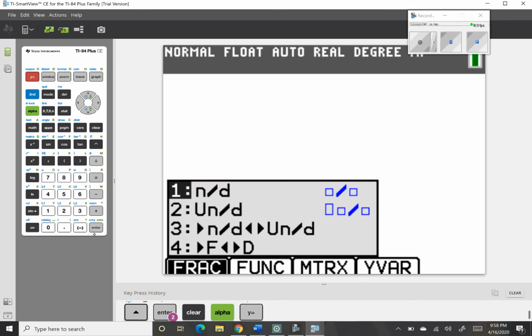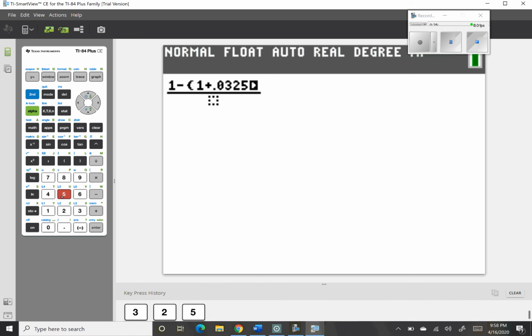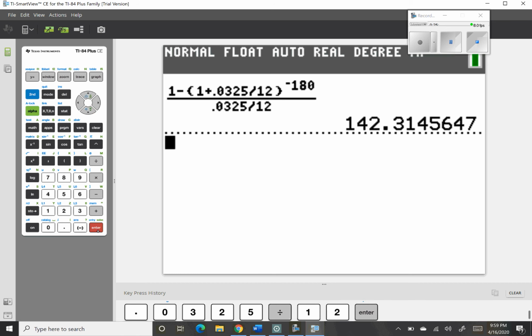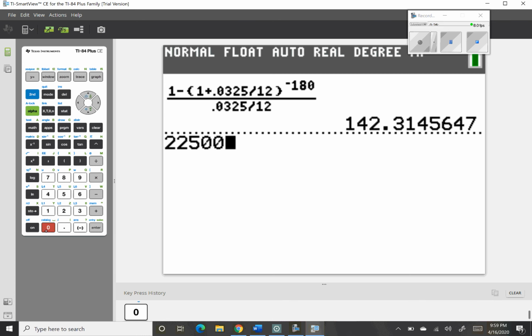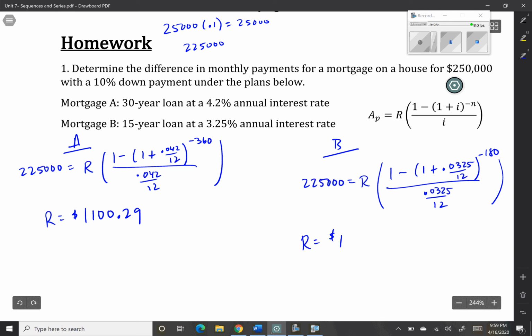So if we go alpha y equals, let's figure out what that nasty fraction is. So we'll do 1 minus parentheses 1 plus 0.0325 divided by 12 to the negative 180. Fingers aren't working here. And 0.0325 divided by 12. So that number represents that fraction, that decimal that's multiplied to r. I want to move it to the other side, so I'm going to divide it away. So if I take 225,000 and divide that number, I'm going to get r. In this case, the r value is much higher. So I have $1,581. Nice even number.